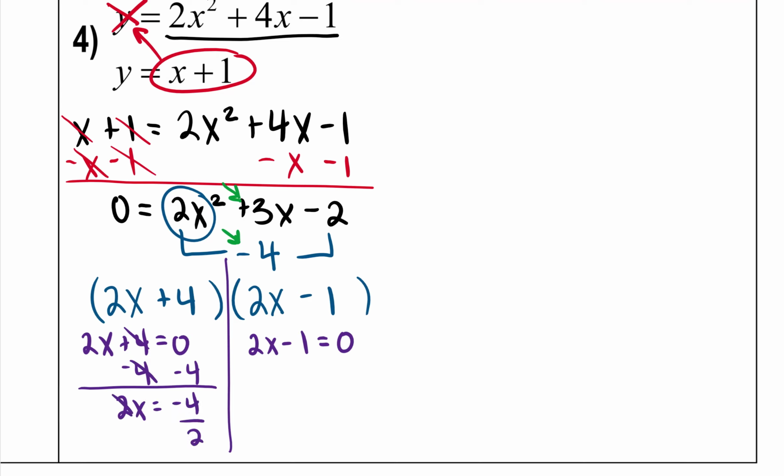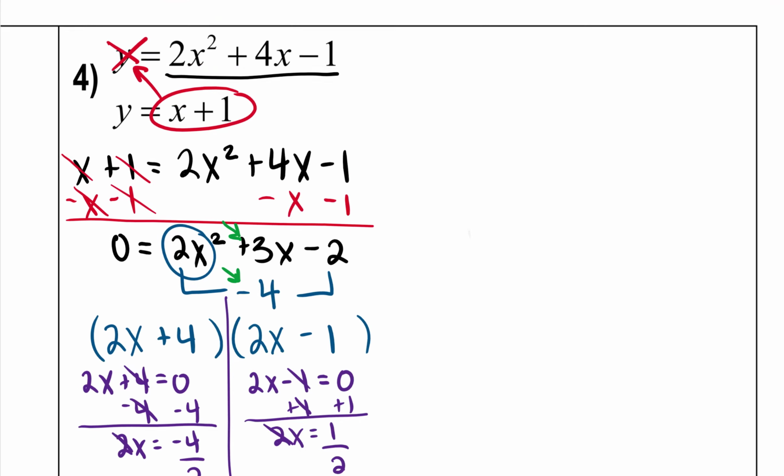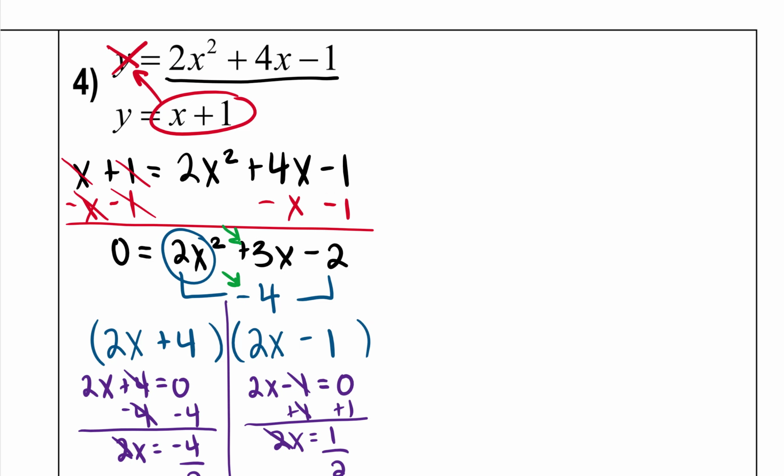So here, negative 4 divided by 2, x equals negative 2. And then on the right, add 1, divide by 2, so x equals 1/2. Okay, now we have to plug those in. And remember, you can plug them into the top or bottom equation, but the way these are written, the bottom one is always easier because you're just adding 1 to whatever your x is. So I'm going to go ahead and use that one.